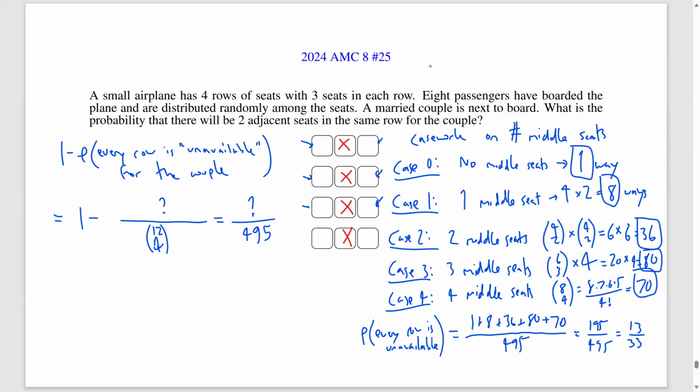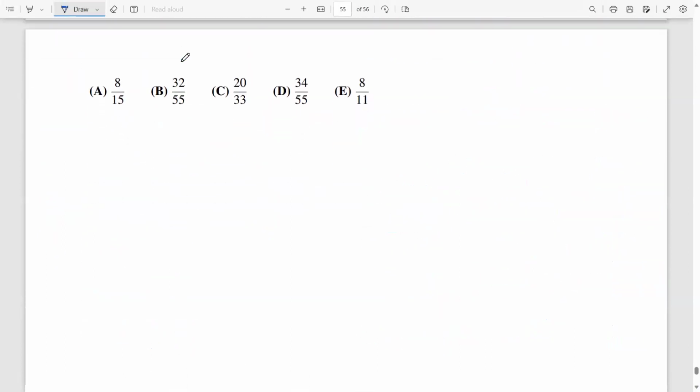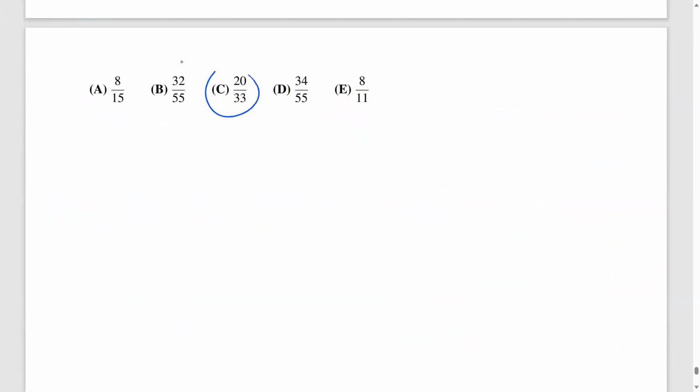Now remember, we want 1 minus this probability. So we're going to subtract this from 1 to get our answer. We get 20 over 33. And if we look at the answer choices, we do see that 20 over 33 is among the choices and is our answer. So the answer is C.